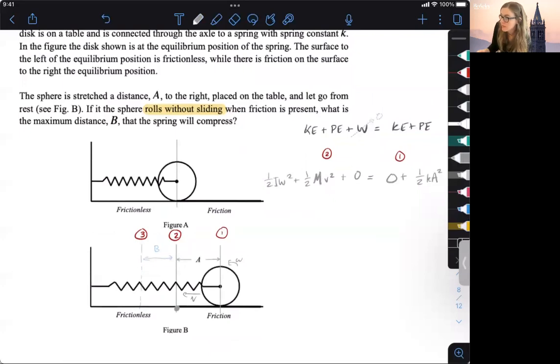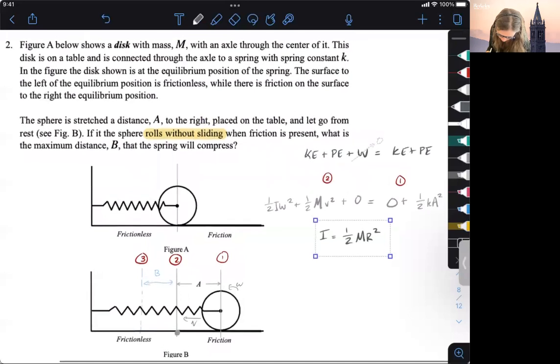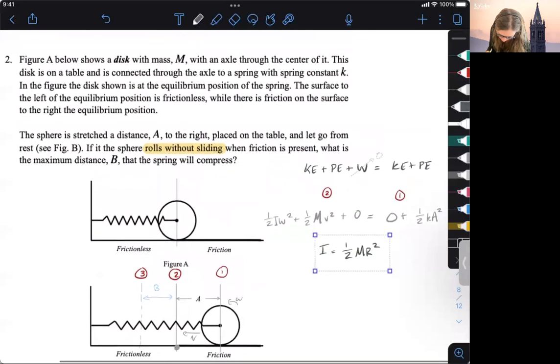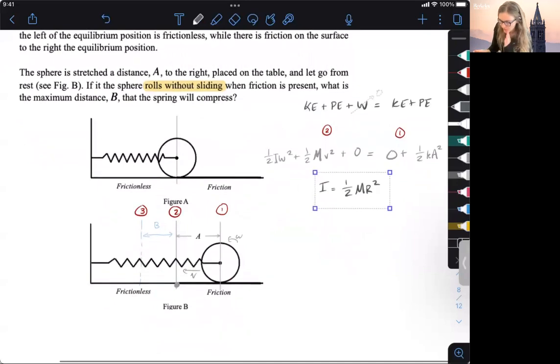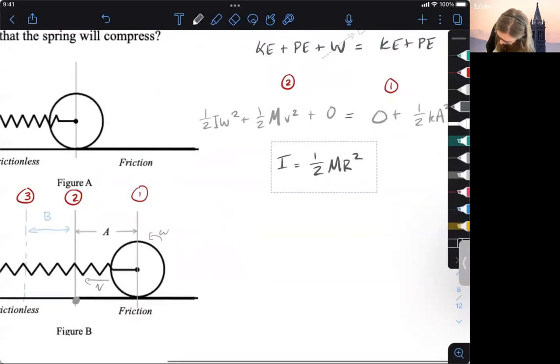Can we simplify this at all? Well, we know that I for a disk equals 1/2 mr squared, just for a general disk. So this is the general expression from our lookup table. Let's simplify things a little bit because we're asked to figure out the maximum distance that it'll compress. So we're trying to solve one step ahead, but we're just going to simplify things a little bit, and then it's going to make sense why we're doing this. I'm not going to show it explicitly, and then you're going to see at the end.